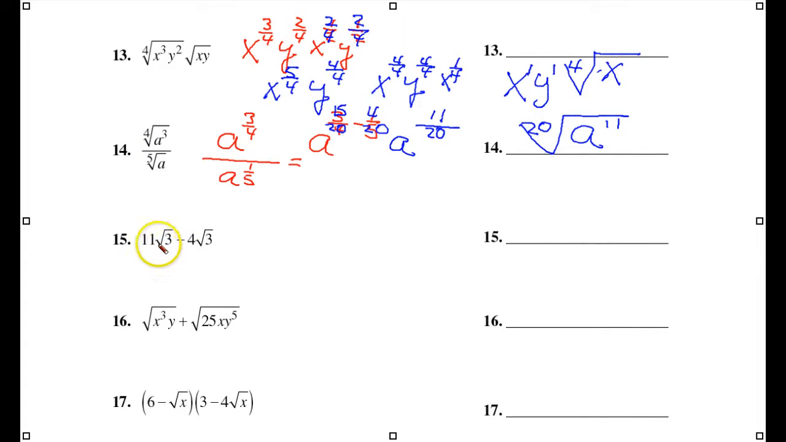All right, continuing here, since our radical is exactly the same, the rule is we just deal with, in a sense, the numerical coefficients. So 11 minus 4 is going to be 7 and the square root of 3.